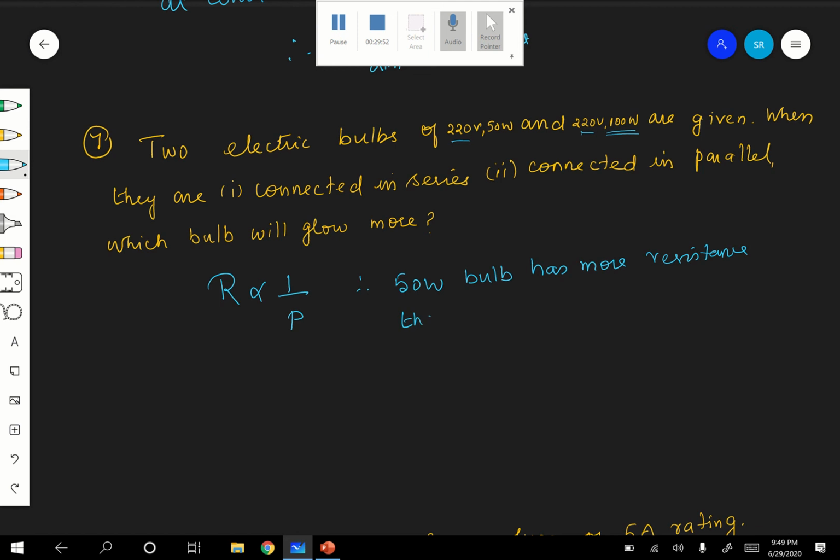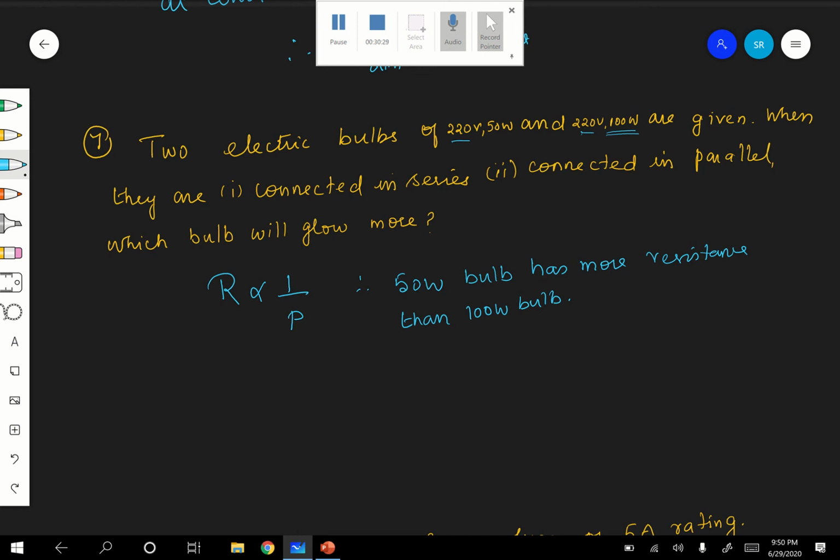Then the 100-watt bulb has less. Understand, children? Okay. Right. Now, what happens when they are connected in series? You know very well which glows brighter. Always I told you, whether it is connected in series or parallel, the bulb which draws more power glows brighter.